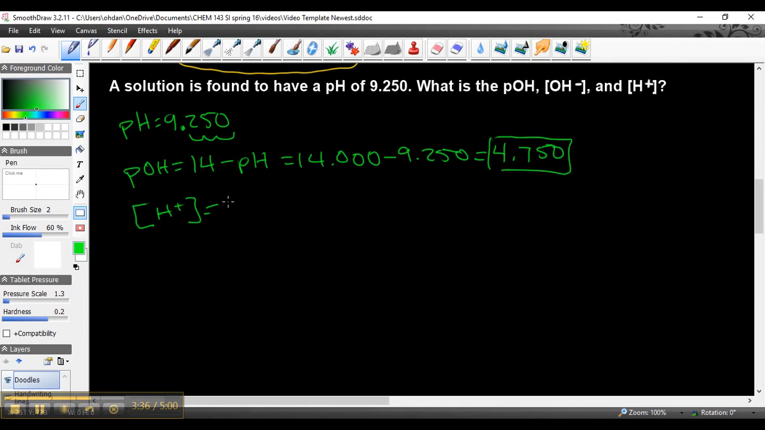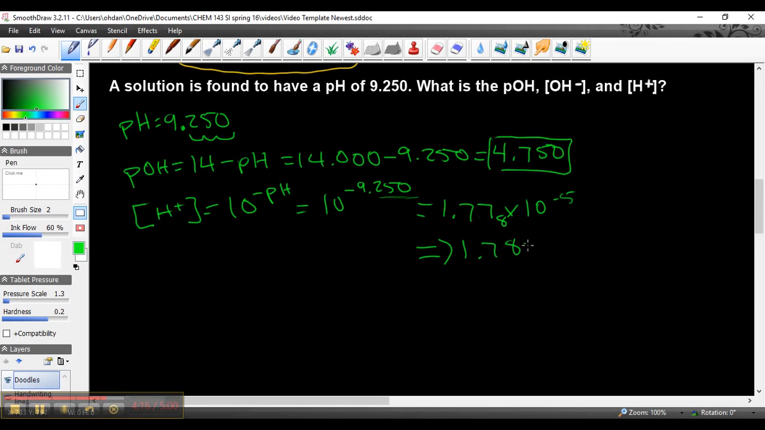So concentration of H+ equals 10 to the negative pH, so it equals 10 to the negative 9.250. For our sig figs, we're going to have 3 sig figs in our answer, because we have 3 places past the decimal. When you do the math, you get 1.778 times 10 to the negative 5. Check my algebra on that just to be safe. When you round off, you should get 1.78 times 10 to the negative 5. That'll be my concentration of hydronium.